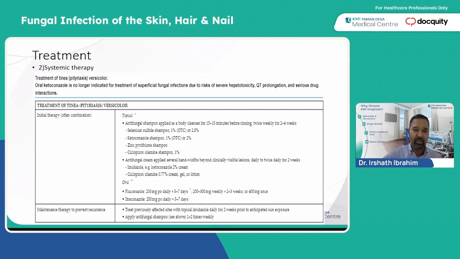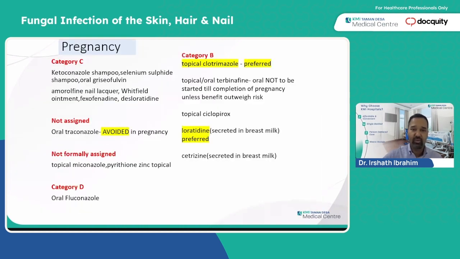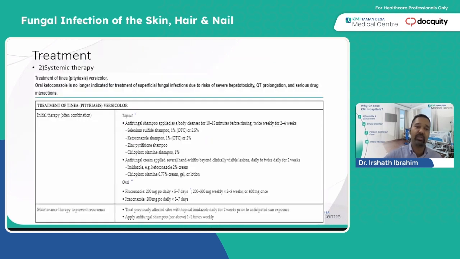So all the topical agents, such as antifungal shampoo, ketoconazole shampoo, zinc pyrithione shampoo, ciclopirox olamine shampoo. These are some of the options you can use. When you apply the shampoo, explain to the patient that you need to leave it on for about 15 minutes before rinsing. I usually ask the patient to use it daily for 1 week, and after that you can use it 2 to 3 times a week.